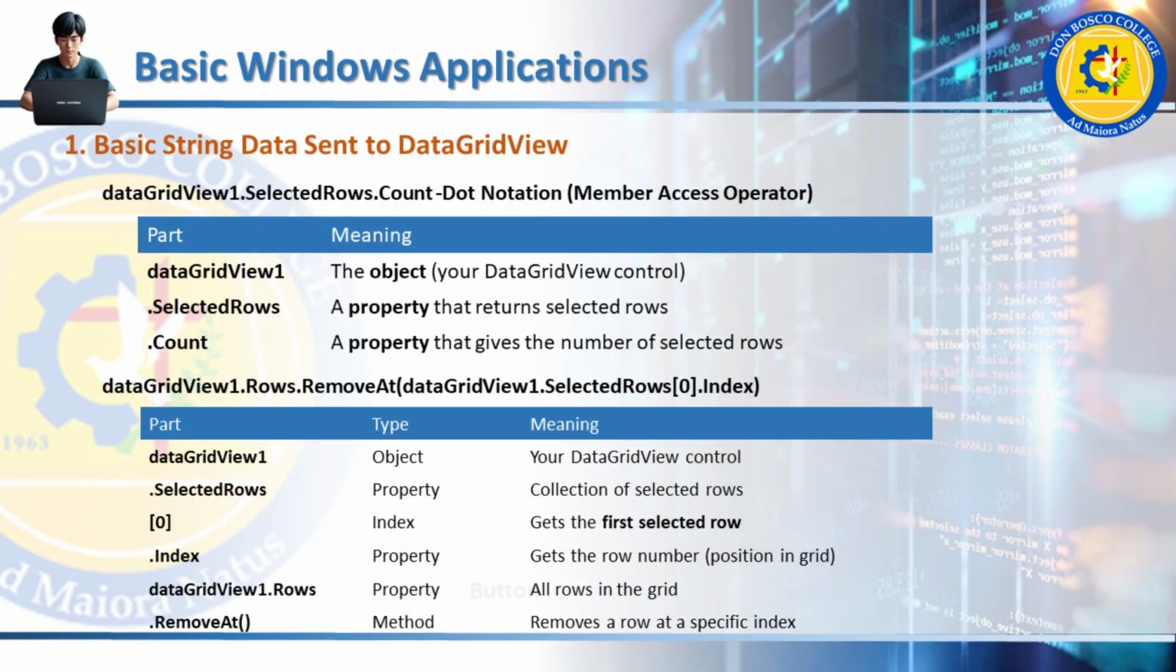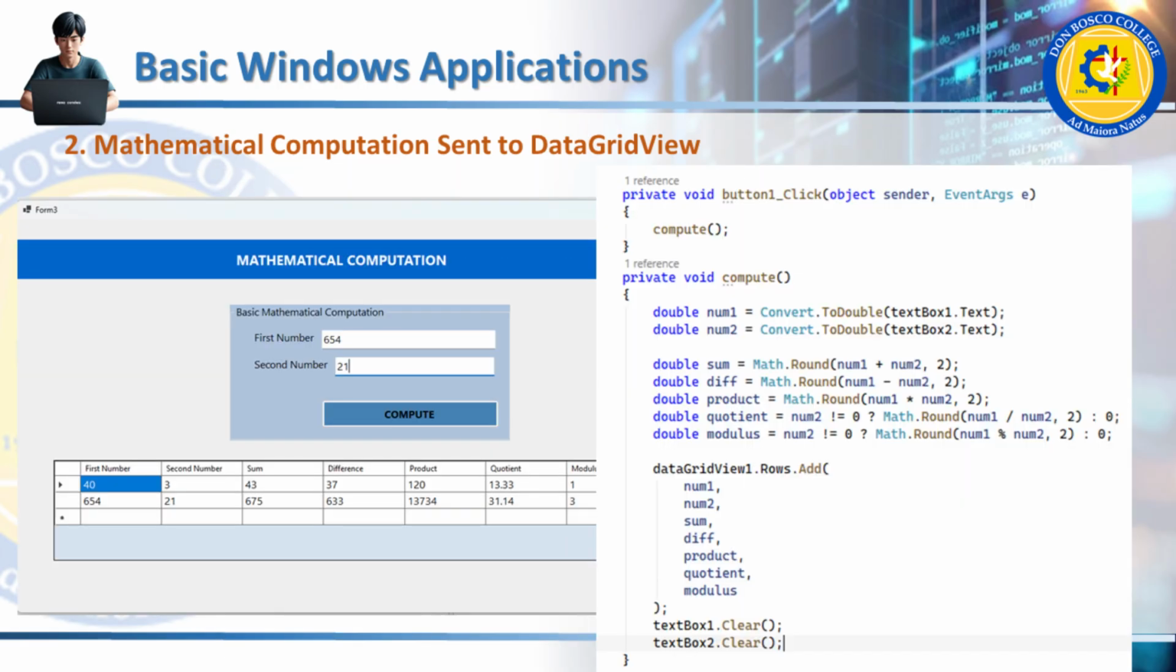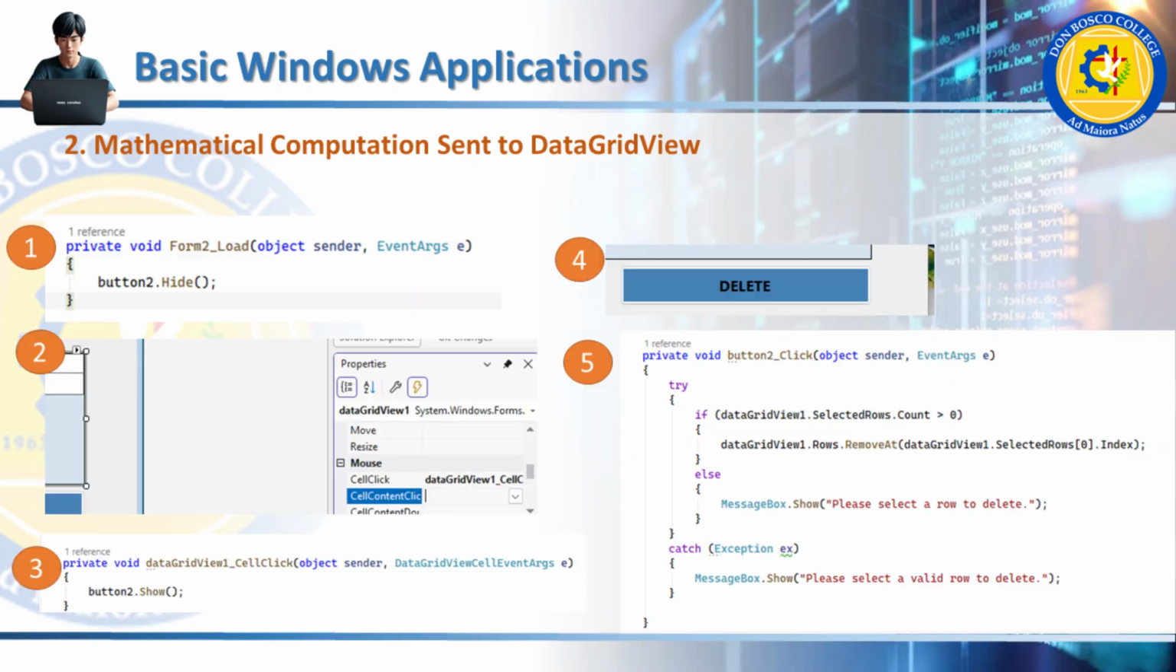Here are some explanations of dot notation. Please observe carefully. Let us proceed to the next topic, linking forms and performing mathematical computation sent to the DataGridView. After this form, please observe the code on how I performed the conversion of values from text to mathematical computation. And also observe how the code deletes data in the DataGridView.